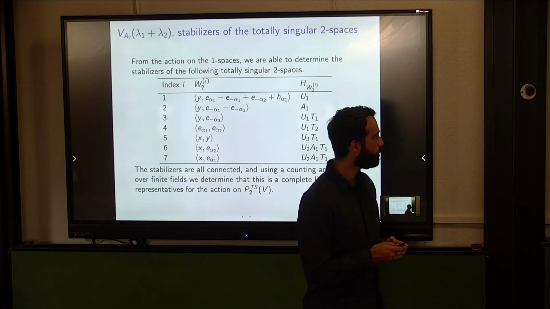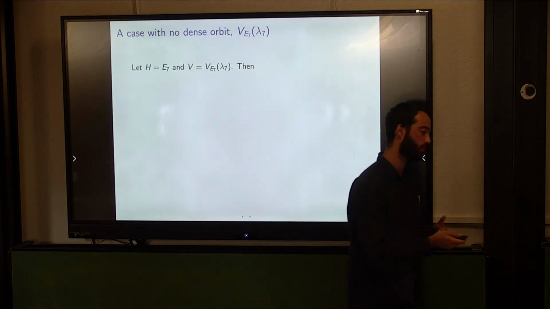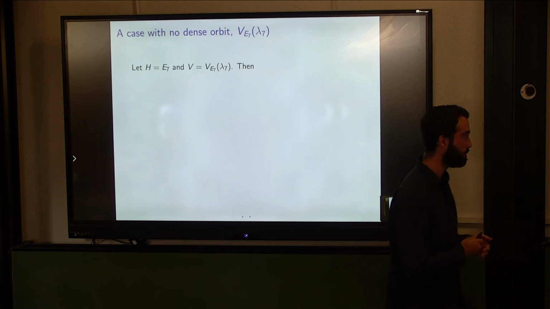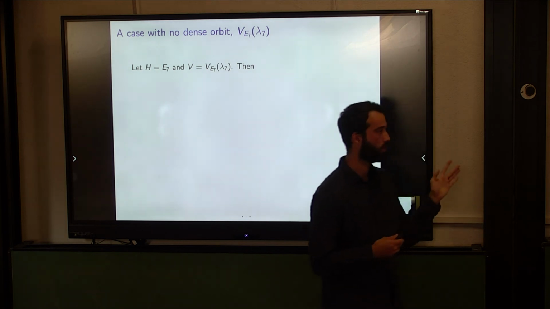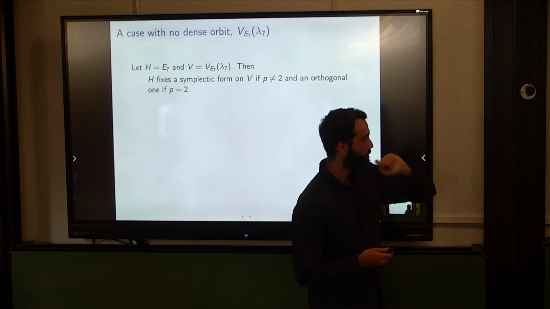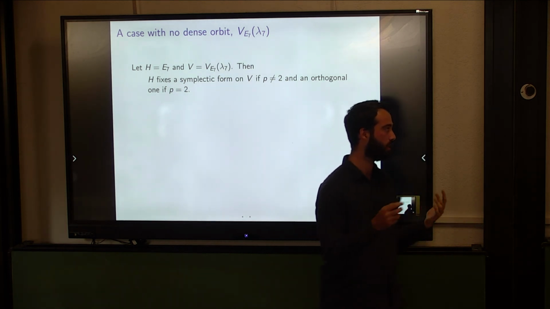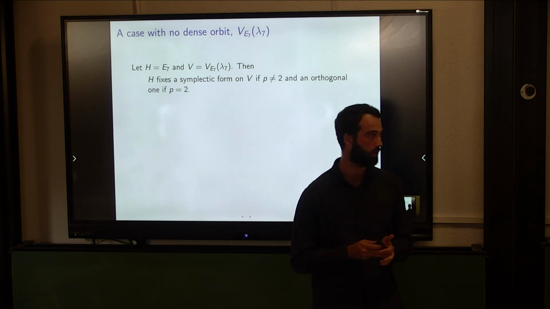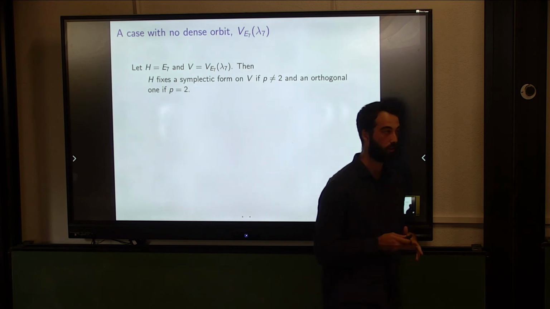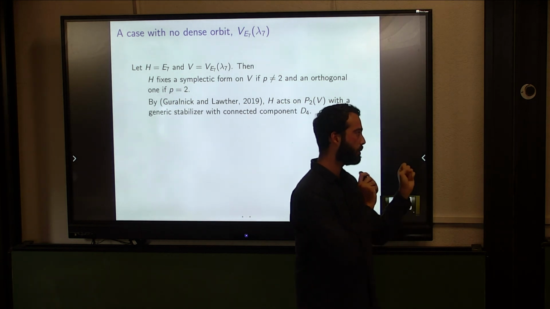And let me conclude by showing you a case where we have no dense orbit. Because for now, I've only shown you a finite list of cases where you add up everything and you are happy because you found all the orbits. But sometimes the way to show that you have infinitely many orbits is to show that you have no dense orbit. So here we have the minimal module for E7, and this time the embedding is in SO(V) or in Sp(V) depending on the characteristic. So H fixes a symplectic form if p is not 2, and otherwise it's an orthogonal form. In the first case, it's easy to see that we have no dense orbit.